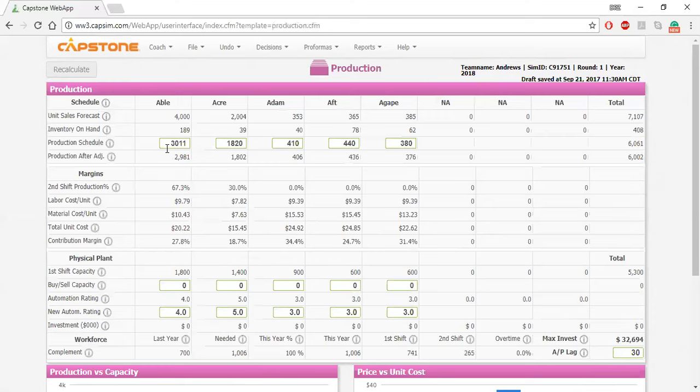Note that our production after adjustment, the next line, doesn't equal our production schedule. Why is this? It's this way because your suppliers may not provide you all the inputs that you need to run your production line, or some of those inputs may be defective, or you may have workers who aren't at work, so you can't produce enough sensors, or you may produce defective sensors on your production line. So your production schedule doesn't exactly equal how many units are available to sell. So your production after adjustment plus your inventory on hand should equal the 4,000. So we've lost some here.